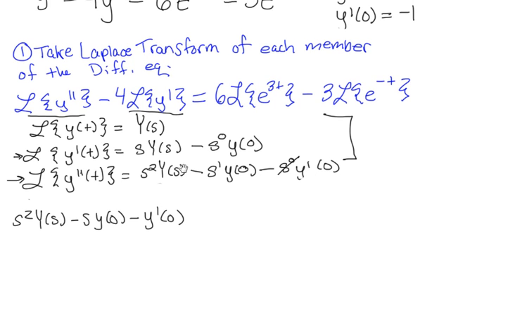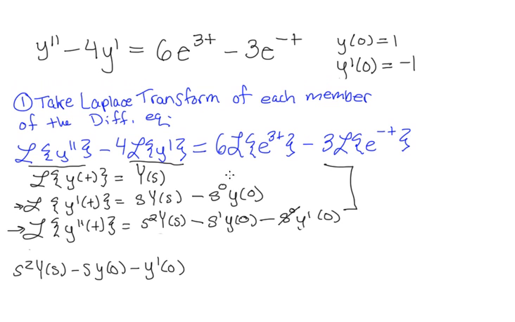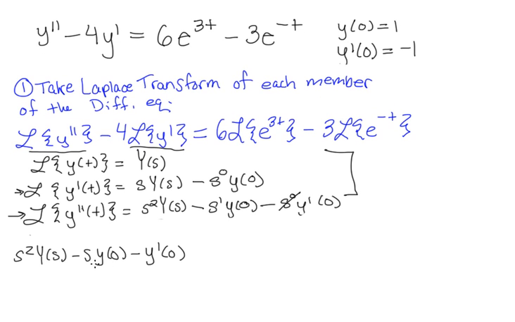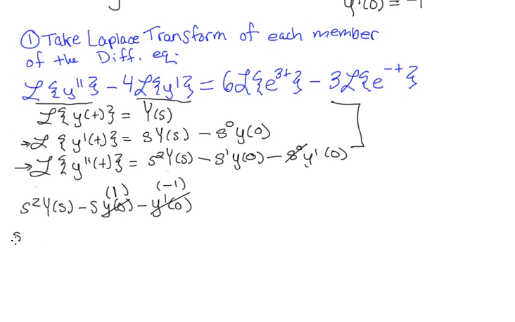Now this is where we use our initial values. Y of 0 in this case is 1, so this becomes 1. And y prime of 0 is negative 1, so this is negative 1. So let's rewrite this. So this is s squared times capital Y of s minus s plus 1. Okay, so we substituted that.